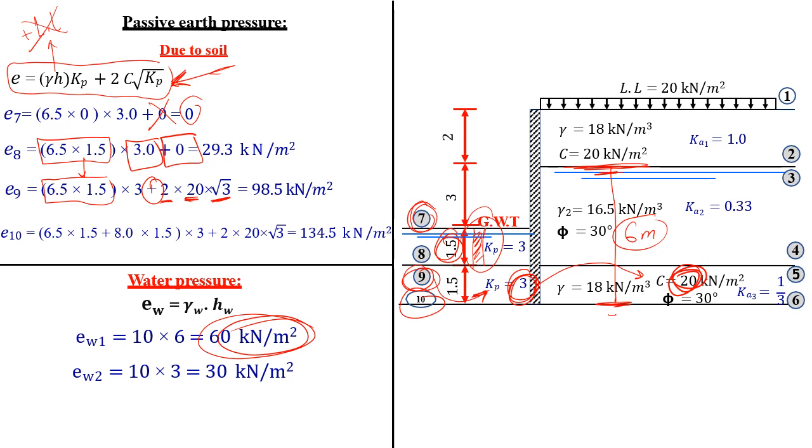On the left hand side, you have the groundwater table here, and the distance between the groundwater table and the base of the retaining wall, this height, is 3 meters. So the pressure will be 10 by 3, gamma water by H water, which is 30. So you have here a triangle which will start with a 0 value at the groundwater level and increase linearly to 30 kilopascal at the base of the retaining wall.